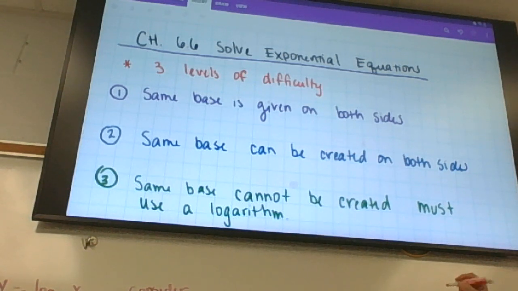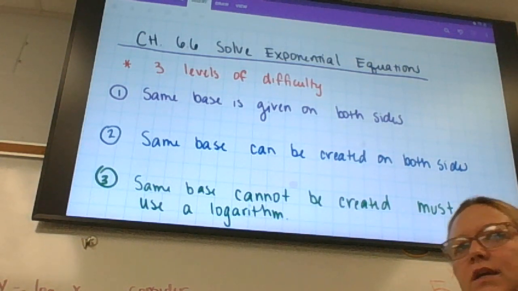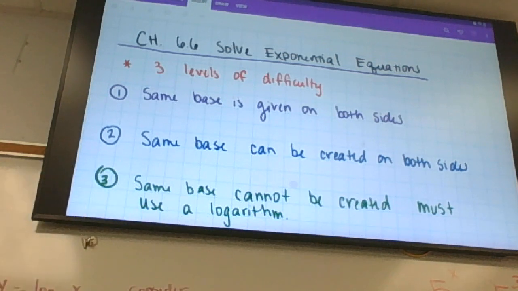Something like this: 5 to the x equals 5 to the third. This is the same base on both sides. You would cancel the 5's out and x equals 3. So that'll be our most basic problem in this section. You're given the same base on both sides.